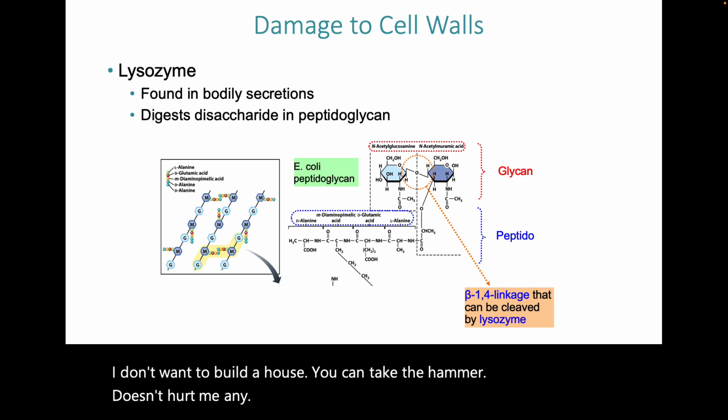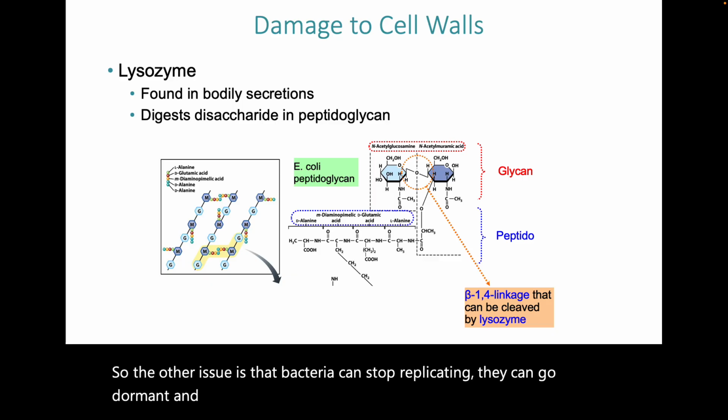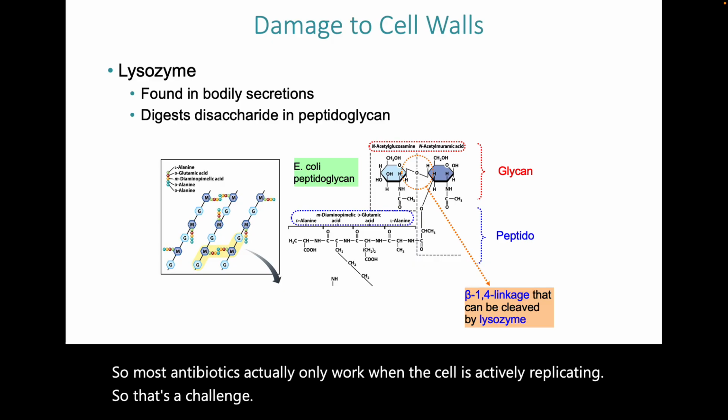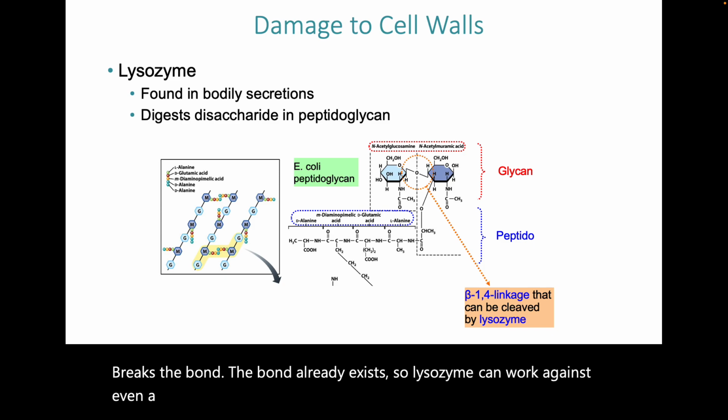So the other issue is that bacteria can stop replicating. They can go dormant. And again, they can outlast you. So most antibiotics actually only work when the cell is actively replicating. So that's a challenge. However, something like lysozyme, it breaks the bond. The bond already exists. So lysozyme can work against even a cell that's not replicating. And that has some clinical importance.